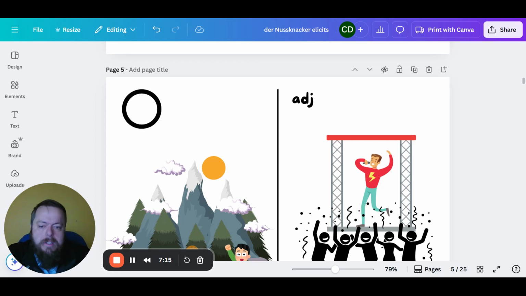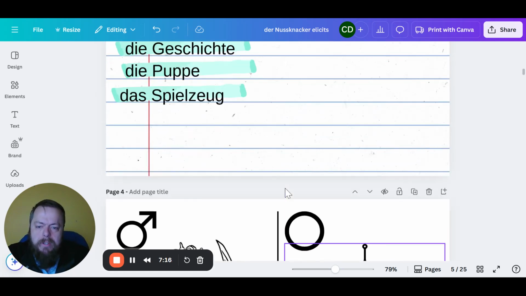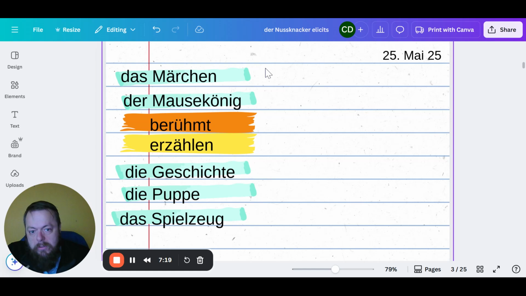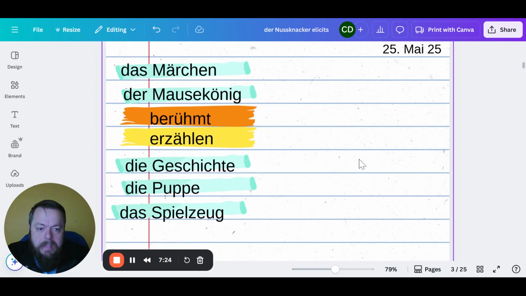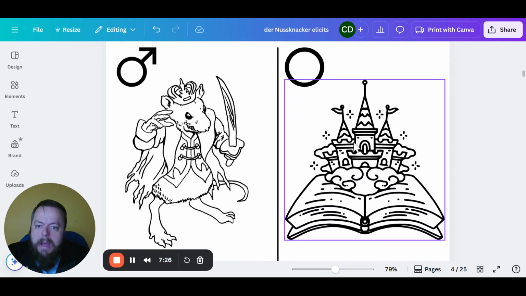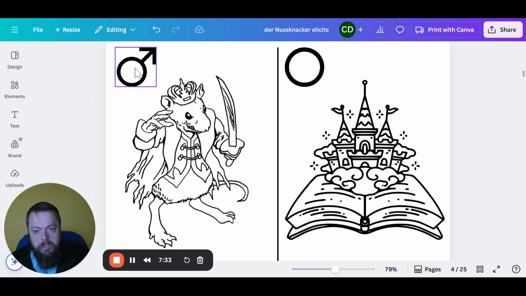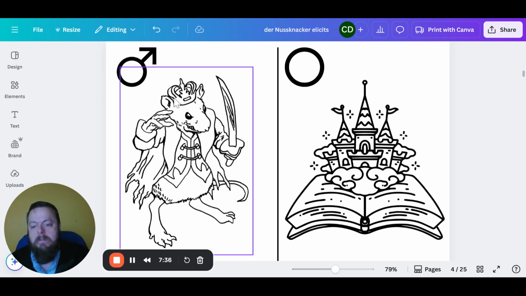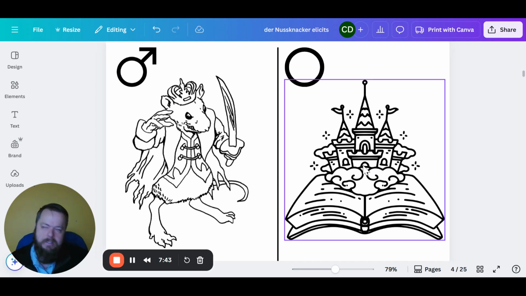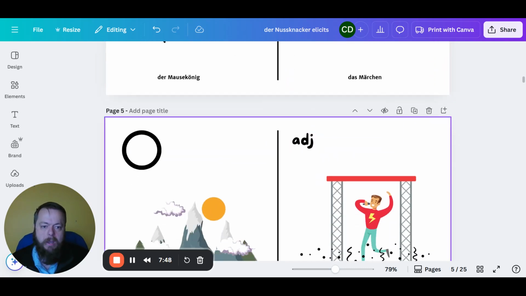So once we've gone through that and they have identified what all of these words are, of course, I have the translations right off to the side. And then the second thing I do is I go back through and I say, go ahead and keep looking at your books. And then we're going to show you the picture again, and we're just going to do that same series over again. And they're going to see the Mouse King, and they'll say the Mouse King, they'll see the fairy tale, and say das Märchen.